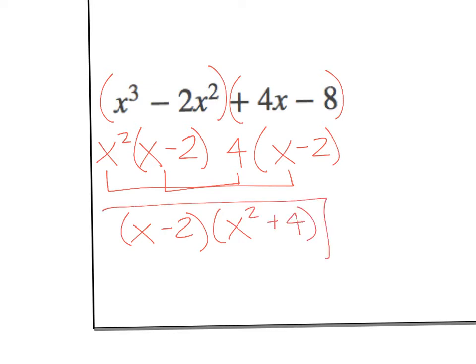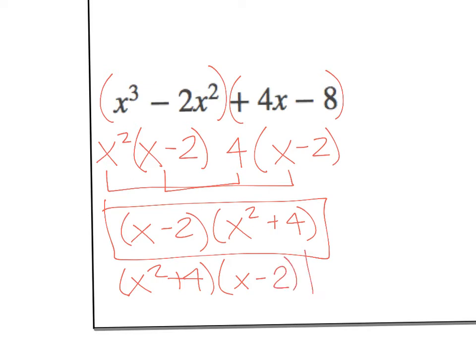Now, it really doesn't matter which order you write the parentheses in. I could write this as x squared plus 4 times x minus 2, and that would be the same answer. When you're multiplying, the order does not matter. So I would accept the answer either way.